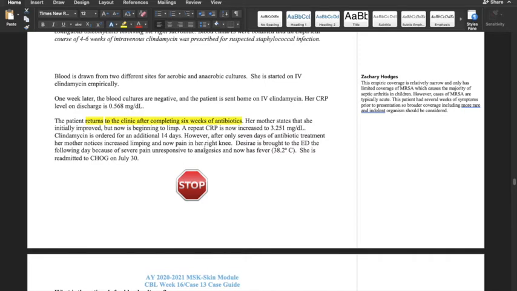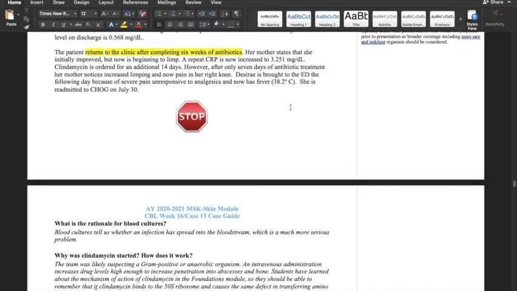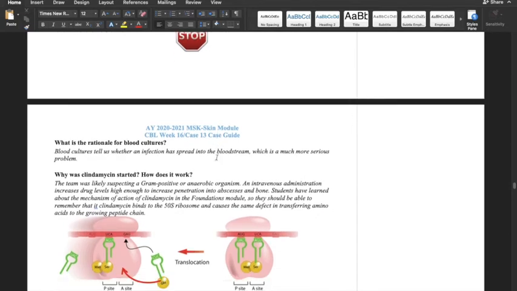So this pain in the knee is interesting. Sometimes when they have one joint that's hurting, they'll overcompensate and rely on other joints more. We may be seeing that here, but we definitely want to be sure there's not another infection going on. Seen in the ED, she's febrile again, and she's admitted to the Children's Hospital.